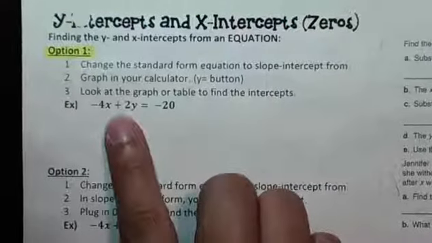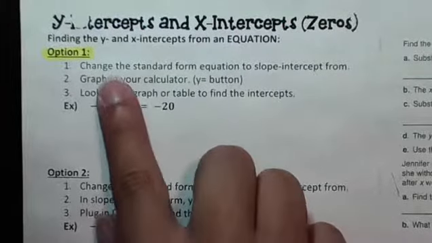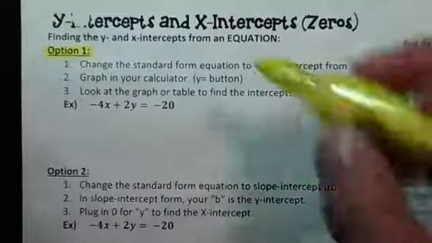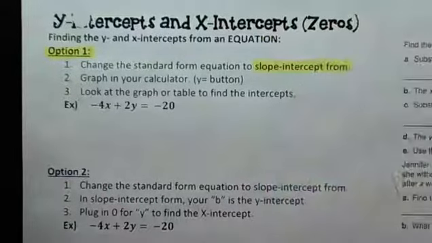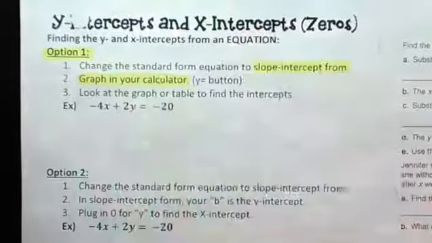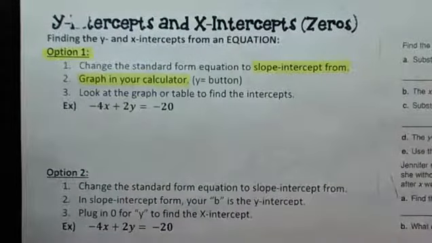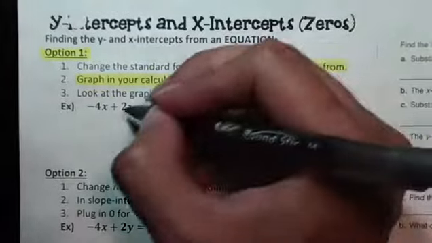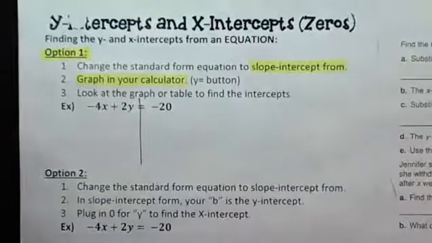Option 1, I give you standard form. We're going to change the standard form to slope-intercept form. From there, we're going to graph it in our calculator, and then we're going to look at our table. We're converting it to slope-intercept form because we're going to plug it in our calculator. We can look at the graph, or we can look at the table to figure out what the intercepts are. So let's go for it.